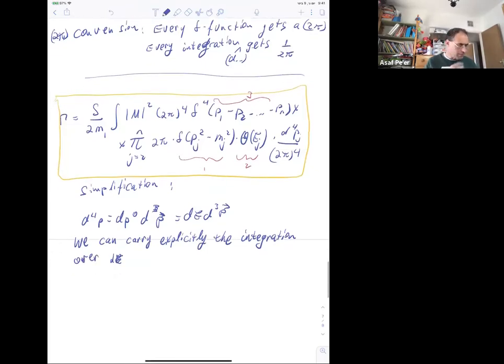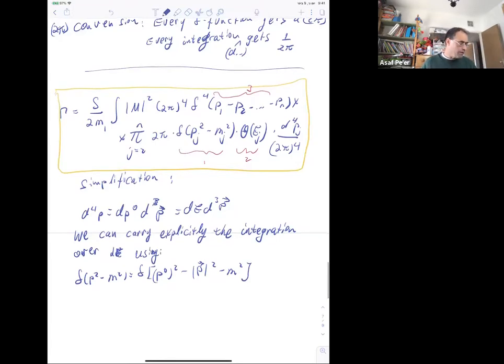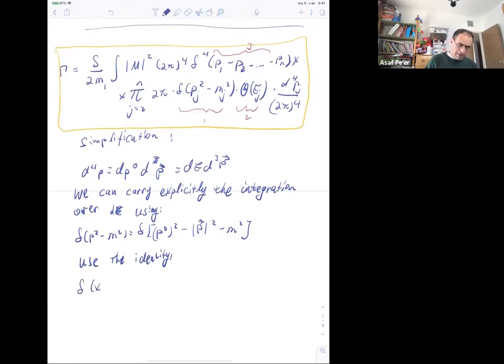We do that using the delta function. When we have a delta of p squared minus m squared, this is just a delta of p zero squared minus p vector squared minus m squared. We have to be a little bit careful because we have the integral over dp zero and the delta is over p zero squared. So we use the identity, which you can find in any mathematical textbook: the delta of x squared minus a squared is equal to 1/2a times delta of x minus a plus delta of x plus a, provided that a is greater than zero.